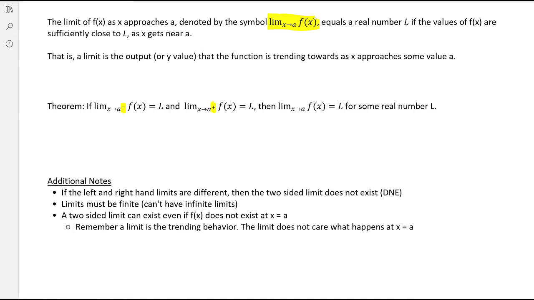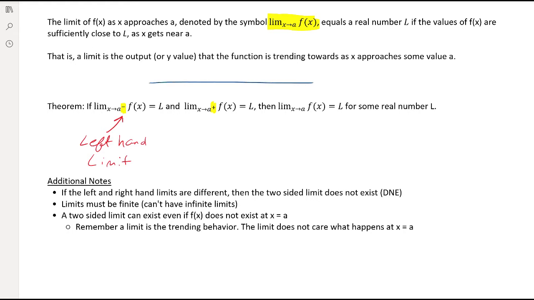So this first limit over here, the limit as x approaches a with the minus sign as a superscript, this is what we refer to as a left-hand limit. Okay? And what that means is that we are approaching that x value of a from the left side of a. Meaning we want to get close to a, but we're looking at values that are slightly smaller than a. So if I could draw a picture here.